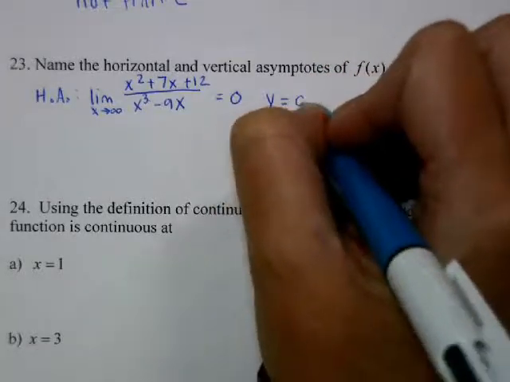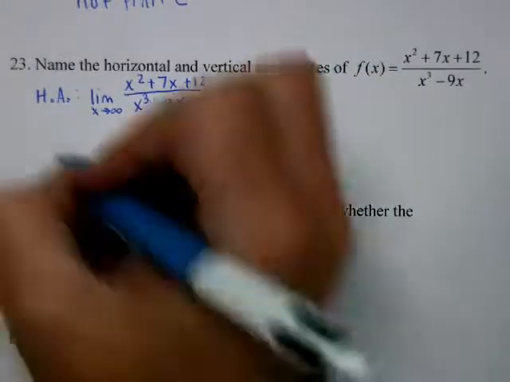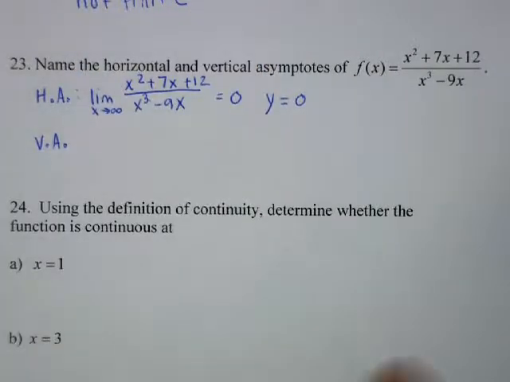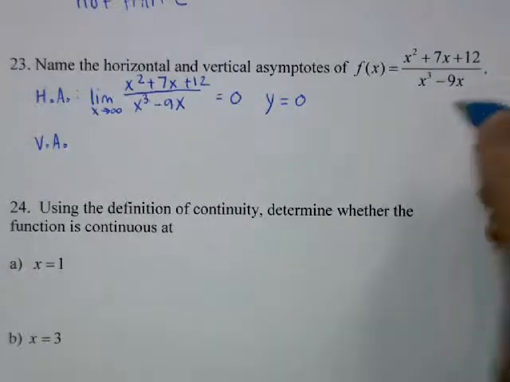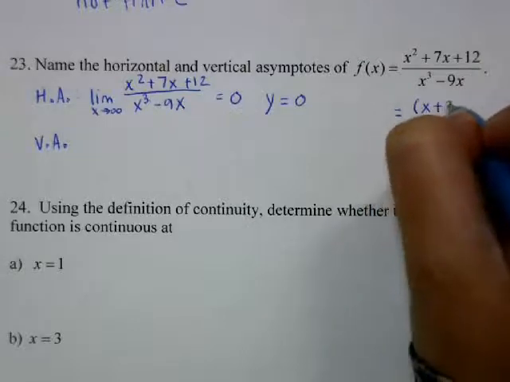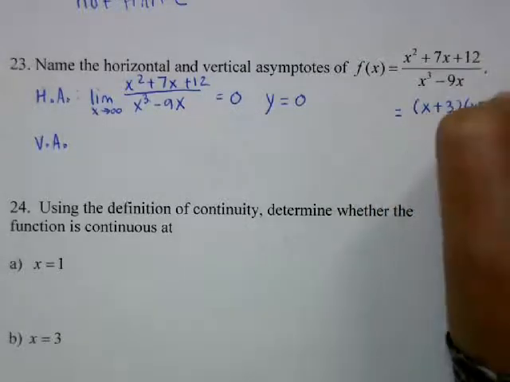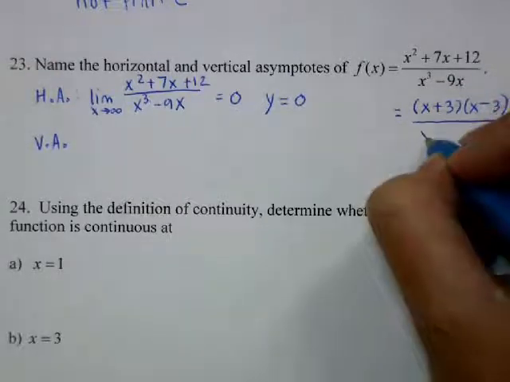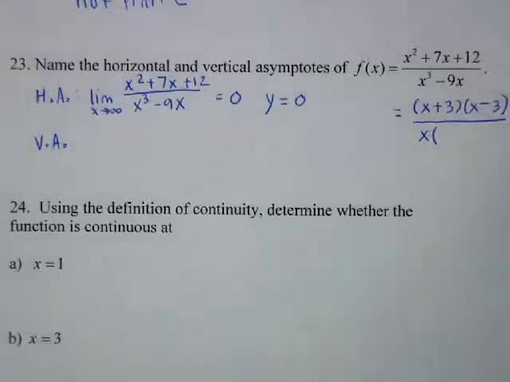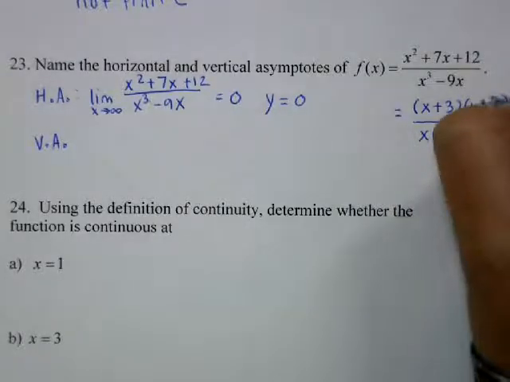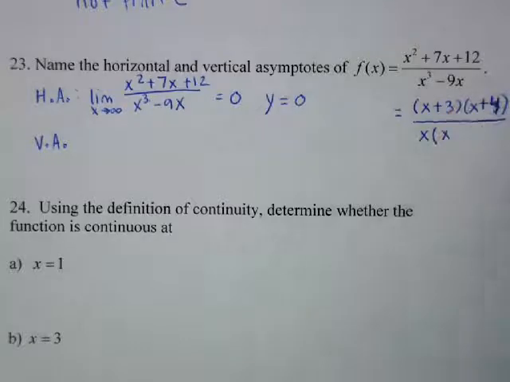Vertical asymptotes are going to occur where the denominator is 0, unless it is a point of discontinuity. So to do that, we're going to want to factor. Top's just going to factor to x plus 3 and x minus 3. Here, I can pull an x out, which will leave me with x squared minus 9, which can factor to x plus 3, x minus 3. And the other, I was looking ahead, x plus 3, x plus 4.